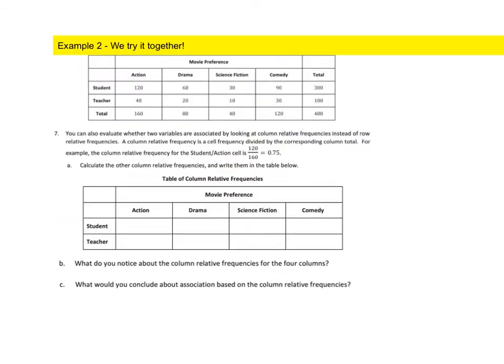All right, in the last example, we were calculating row relative frequencies, which means we're talking about the total of students and the total of teachers. Now we're going to be calculating column relative frequencies, which means we will be talking about the total number of people who liked action movies. How many of those were teachers? Or the total number of people who liked drama movies. How many of those were students? Okay, so we'll be looking at these bottom totals down here for our proportions instead of these ones over here.